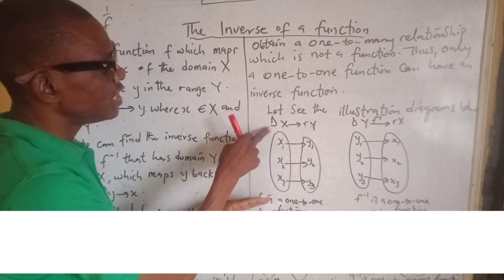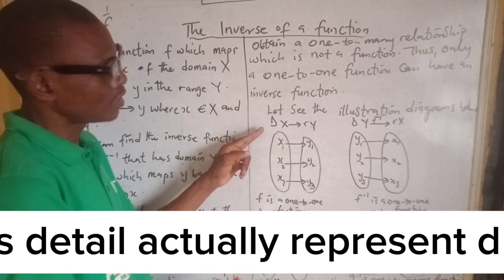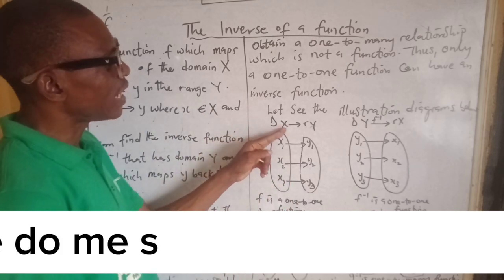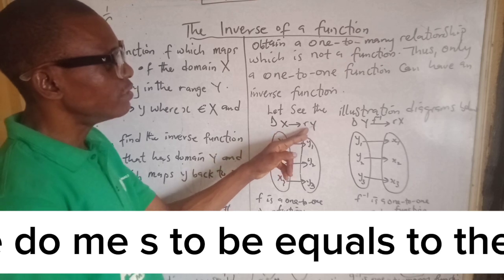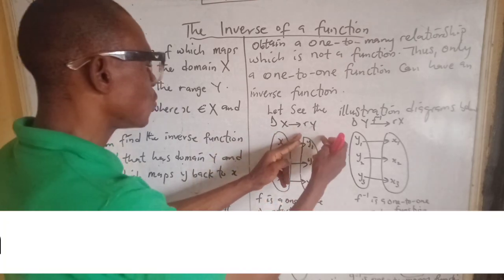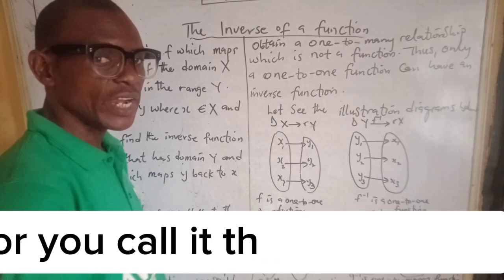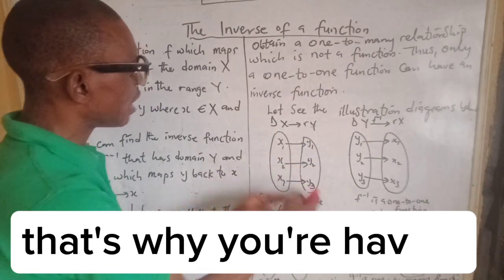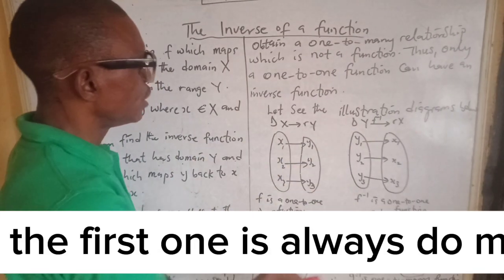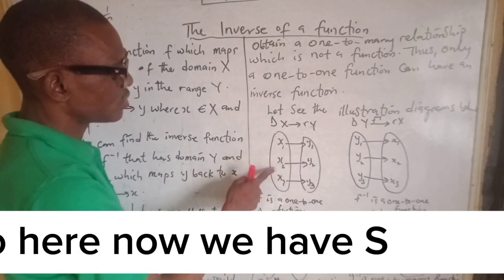Domain, the domain. So this D here actually represents domain. So we have domain S being equal to the range Y. Why? This one can be called the codomain, or you call it the range. Okay, that's what you are having. So the first one is always the domain. So here now we have S1, S2, S3.